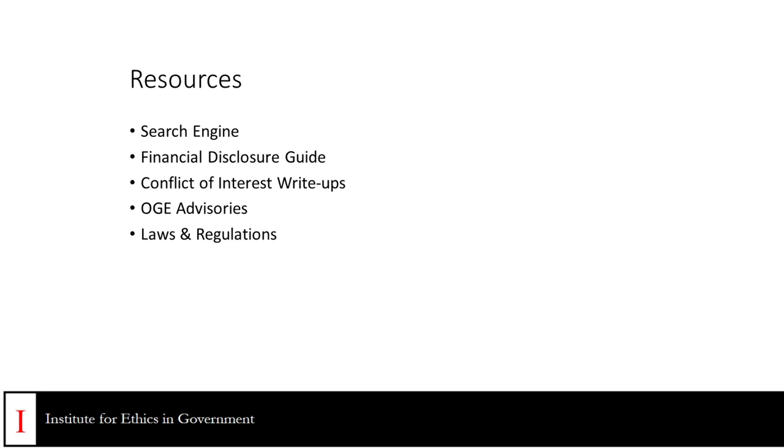In order to work through these steps, we're going to need a number of resources. First, we're going to need access to a search engine so we can find out what various holdings are. We're going to need to be familiar with OGE's financial disclosure guide so we can find out if they are accurately reported. We're going to want to be aware of the conflict of interest write-ups that OGE has published because they provide us a template and roadmap for conducting a conflict of interest analysis. We'll also want to be familiar with OGE advisories and laws and regulations.